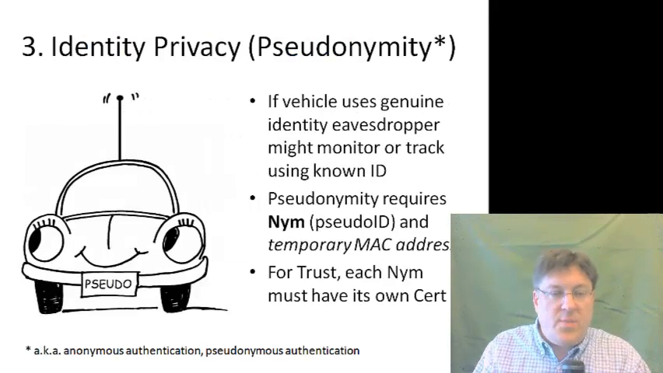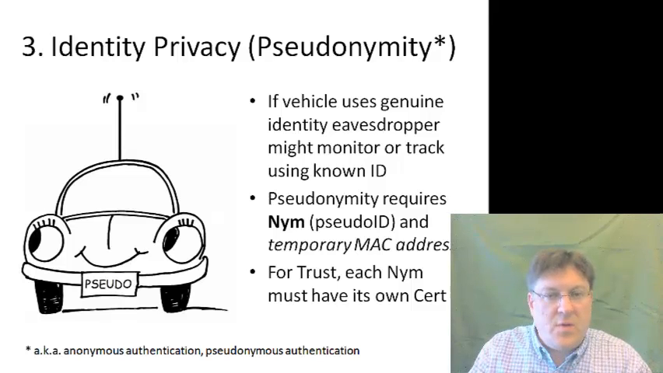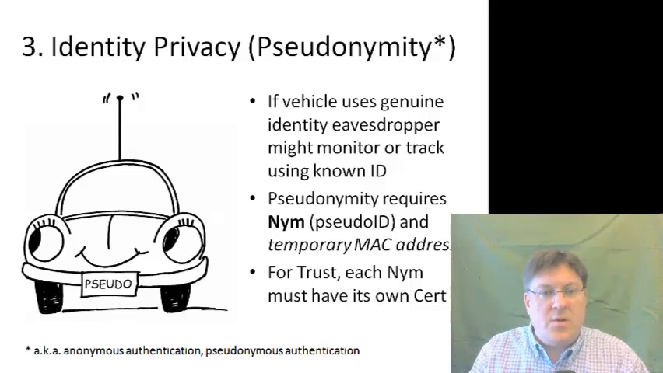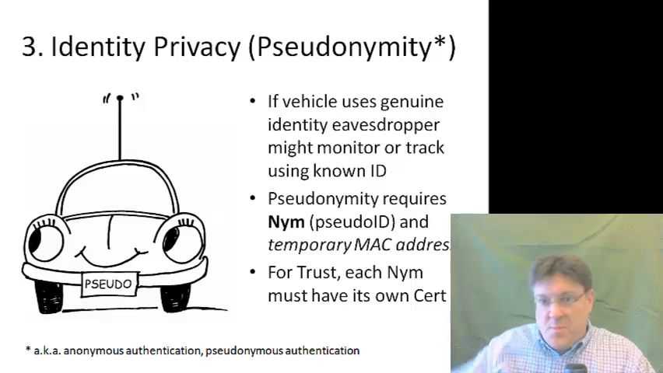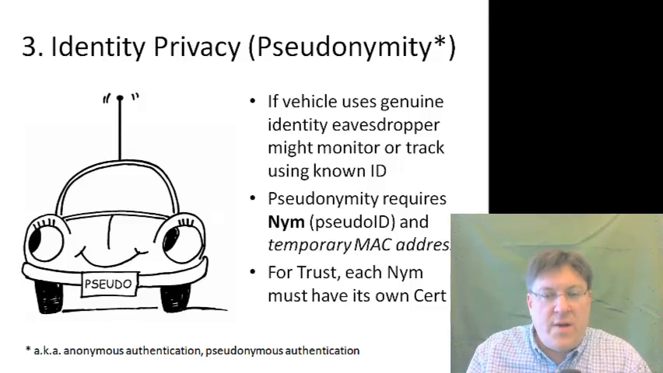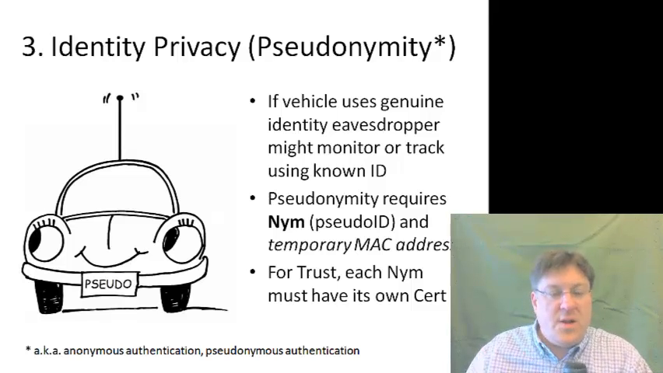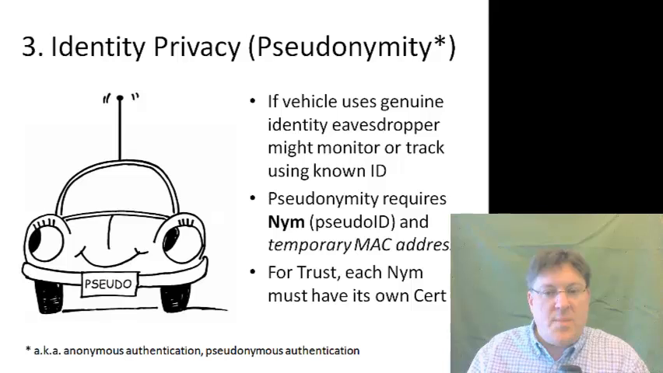Number 3 is identity privacy. Some people call this anonymous authentication. Some people call it pseudonymous authentication. We will call it pseudonymity because the word anonymity has a mathematical meaning, and we need to use it as a metric. So we're going to use pseudonymity for this presentation because what we're talking about is not anonymity, where you have no name, but pseudonymity, where you have a false name. Basically we want every vehicle to have a false name so that eavesdroppers can't use, say, the vehicle identification number to know which vehicle is really the one at a particular location at a particular time.